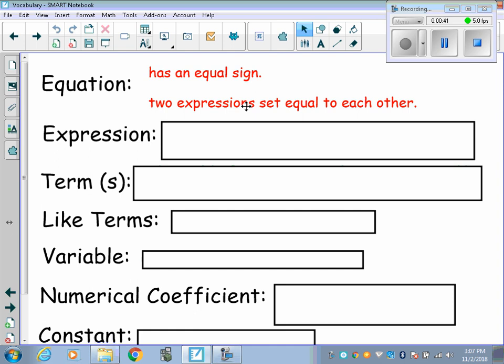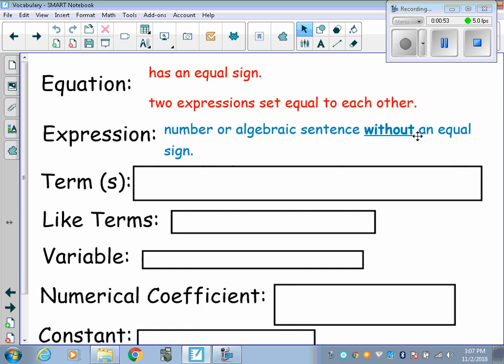The difference between an equation and expression is the equation has the equal sign. Also, it is two expressions that are set equal to each other. So two expressions set equal to each other. An expression is a number or algebraic sentence without an equal sign. Yes, I said the word without an equal sign.